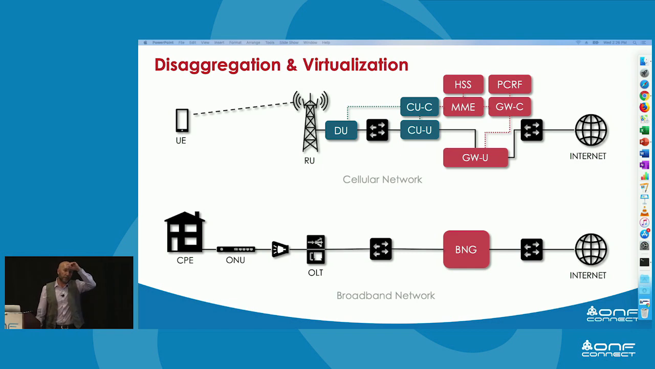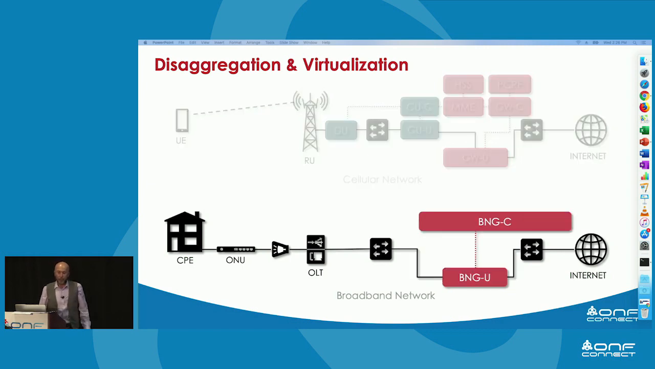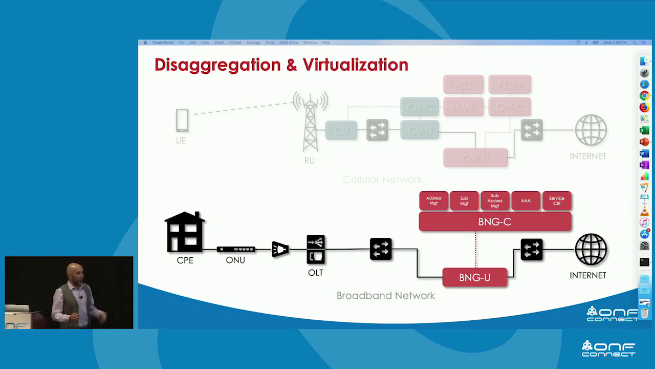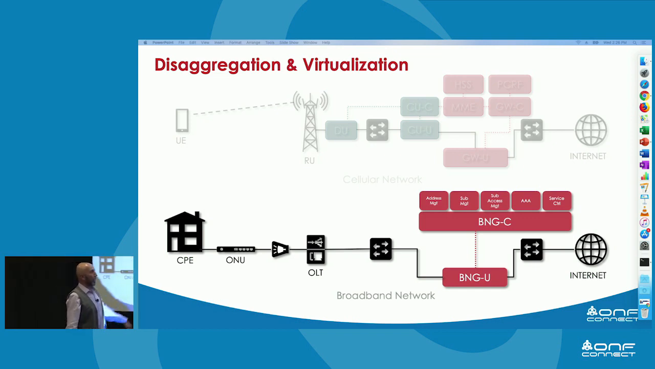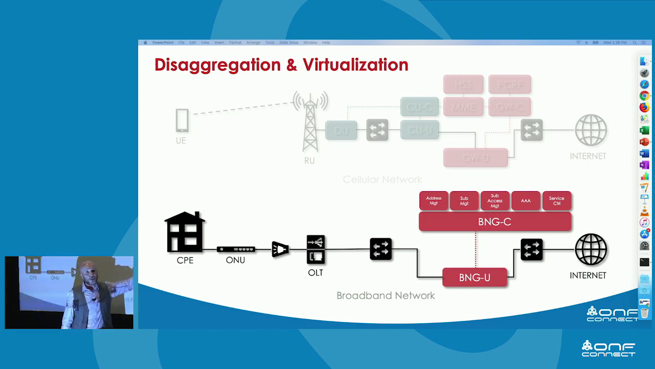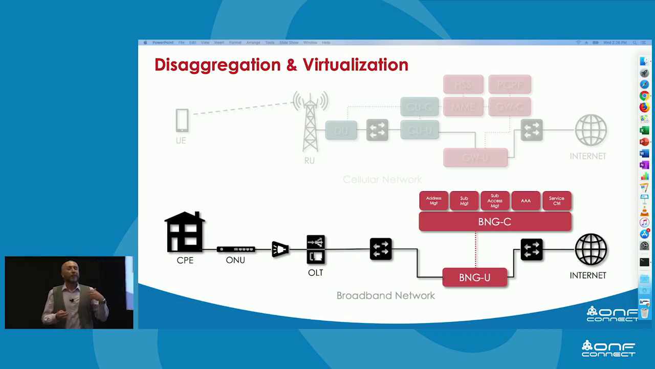Next we start looking at the broadband access. The first thing that I do is a CUPS disaggregation of the BNG, so I have a user plane function and a control plane function. The next one would be the functional disaggregation. That would mean I would start realizing the control plane function as address management, subscriber access management, the AAA, and service control, et cetera. All right?